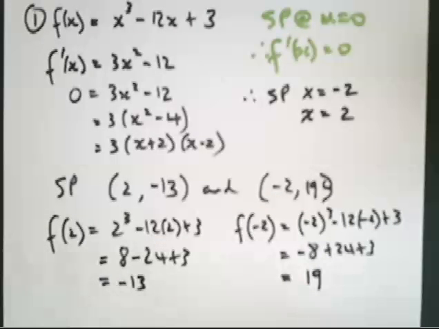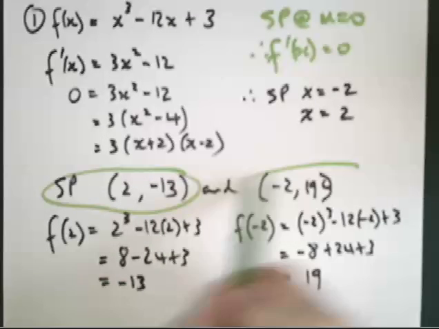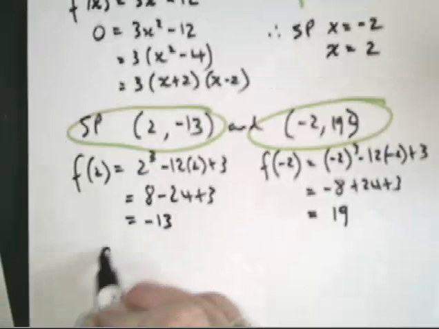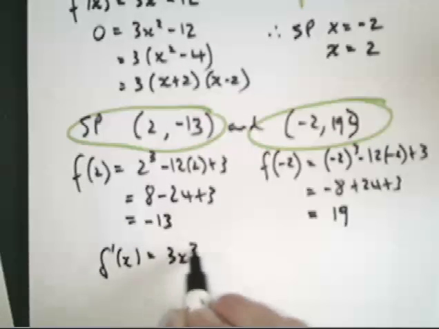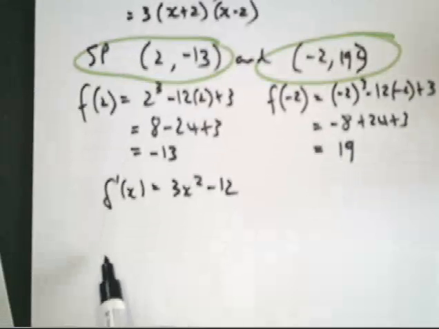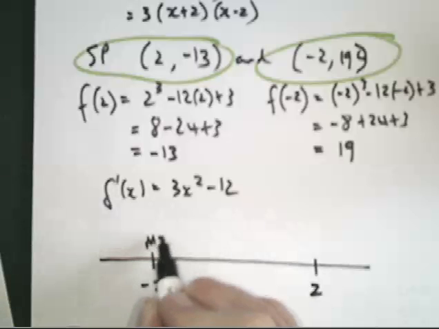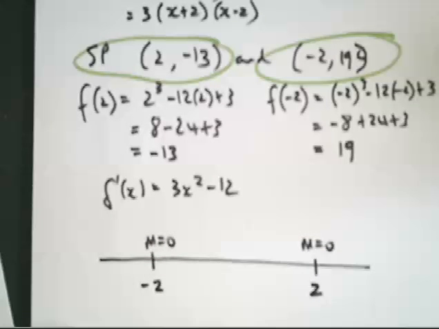Okay, so I found the coordinates of my two stationary points, but I need to know what type of stationary point they are. And I'm going to use a sign diagram to work that out. I know that my derivative is equal to 3x² − 12. And I know when x equals −2 and when x equals 2, the gradient is equal to 0. What I'd like to find out is, what is the gradient to the left of −2? What is the gradient in between −2 and 2? And what is the gradient greater than 2?